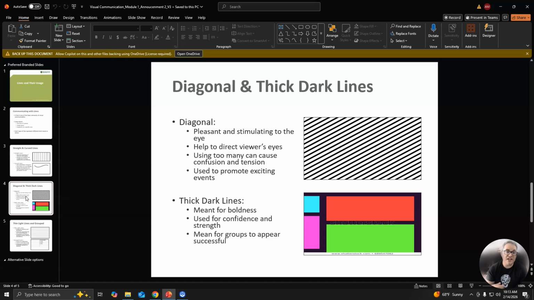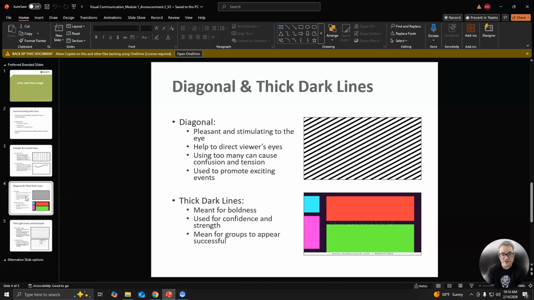Now, diagonal lines are super pleasing to the eye. We love them because they help direct the viewer's content. We tend to see diagonal lines used to make the user look in certain directions, and that's pretty important. They're also used to promote very exciting events. However, much like this image I have right here, if you stack the diagonal lines a little bit closer to each other, it starts creating tension on the eye. So you have to be careful how you use them.